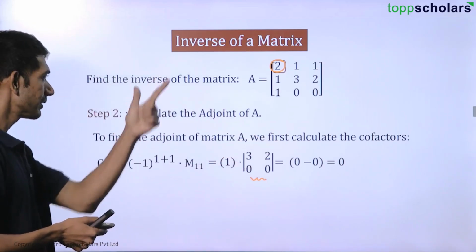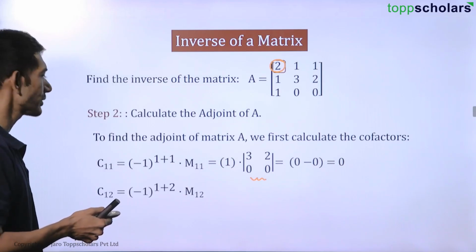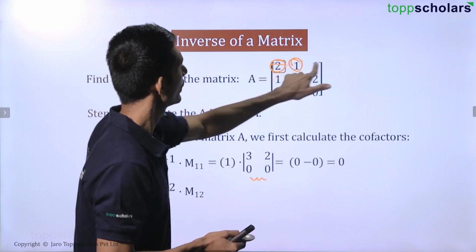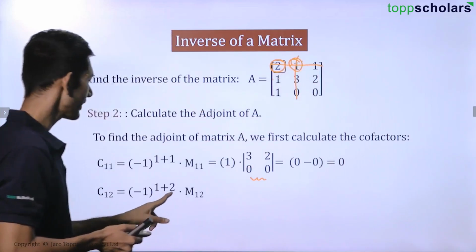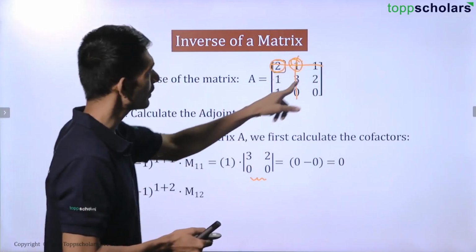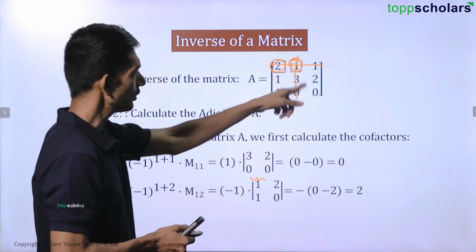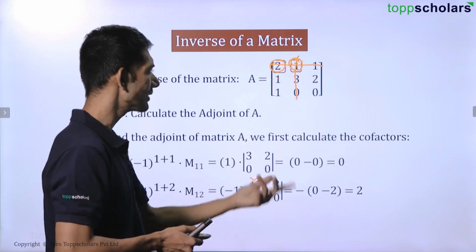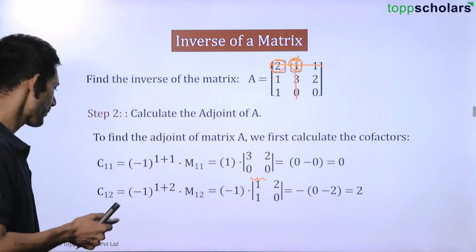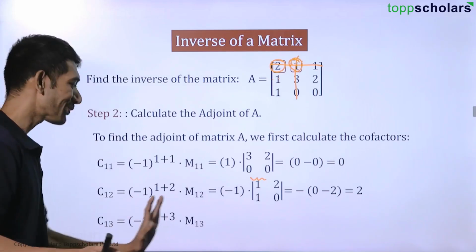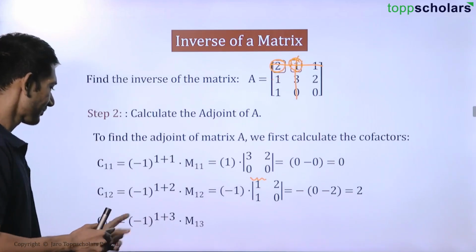First one is done. Then C12, first row, second column, this one, right? You ignore this, minus 1 raised to 1 plus 2, and then 1120. So take 1120 here, 1120, or you can read it like 1210. Answer is 2. C13. You just have to observe now. You know the procedure. Correct?